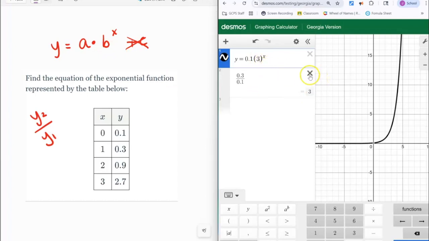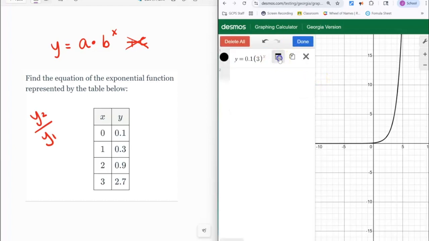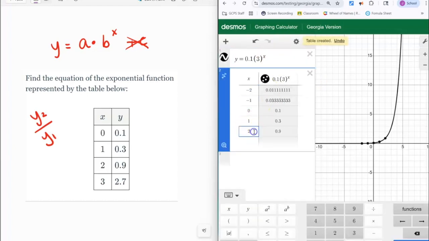All right, now I'm going to quickly check to make sure that this is correct by clicking settings, table, and now going to match 0, 1, 2, 3, and you can see that it matches perfectly.